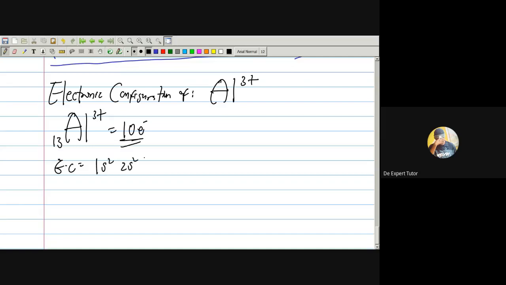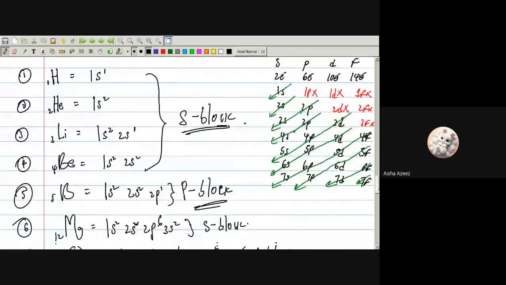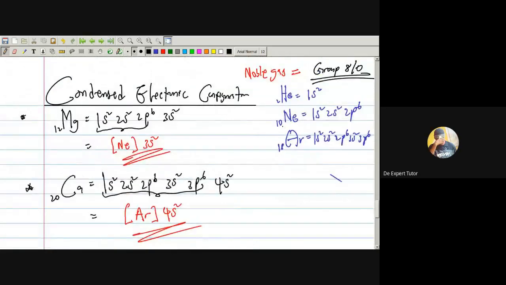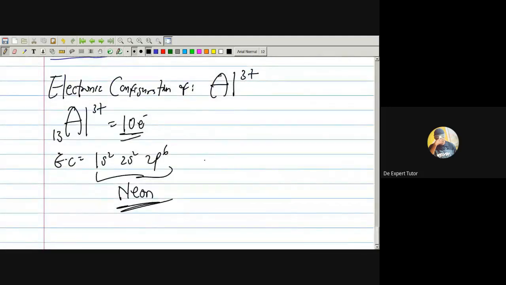1s2, 2s2, 2p6. You can see that we are going to be writing this for the 10 electrons and not the 13. And you observe that what you're having here is the electronic configuration of neon. Electronic configuration of what? Of neon. Look at it here. It's exactly the same thing. So that is it. We are going to stop at this side.